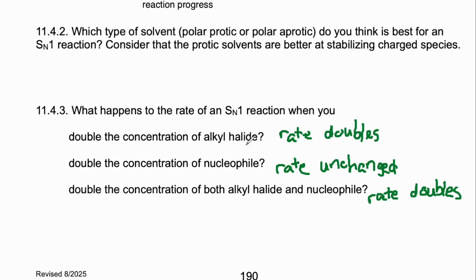Since only the alkyl halide is participating in that rate limiting step, only changing the concentration of the alkyl halide will change the rate. So the alkyl halide is needed for that rate limiting step. If you increase the concentration, that is going to increase the rate. If you double the concentration, it will double the rate. The nucleophile does not take part in that rate limiting step, so the rate will not change if you change the concentration of the nucleophile. And if you doubled the concentration of both, the alkyl halide is the only one that would have an effect. The nucleophile would not have any effect. So it would only double, it won't quadruple like it did for the SN2.